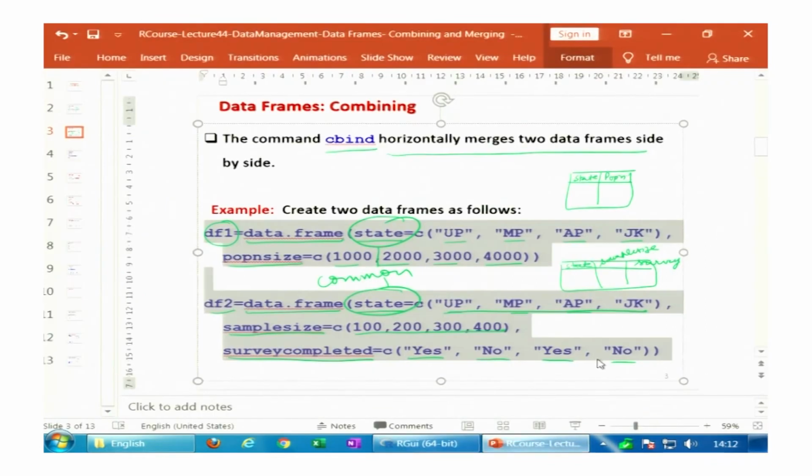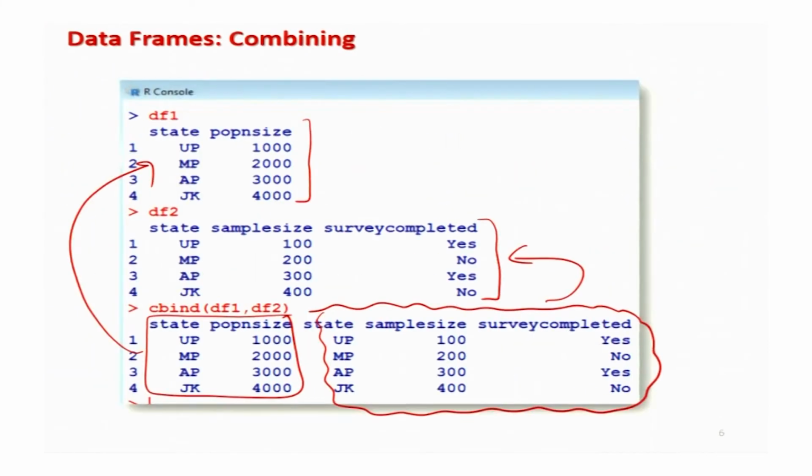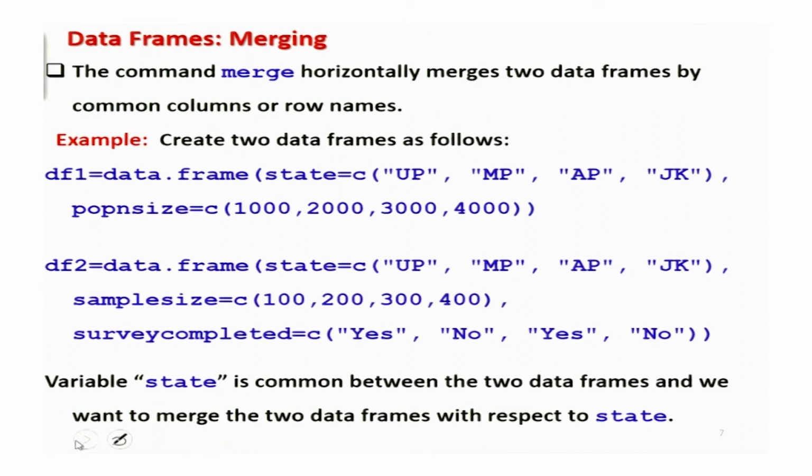Okay. Now after this I try to take the second command, which is about merge. The advantage in merge is that it also works just like cbind, but it takes care of the common columns or the row names, right. So this merge will merge the two data sets horizontally, and it will use the common column or row names.